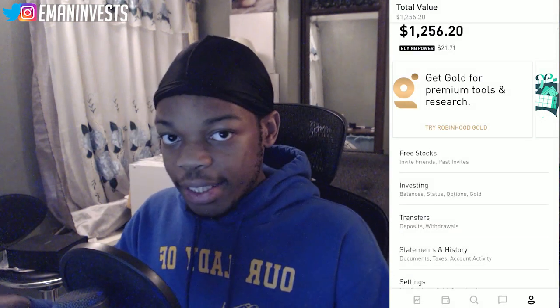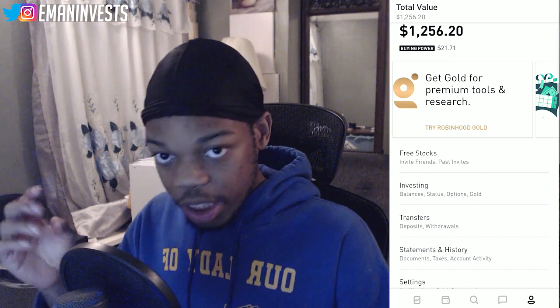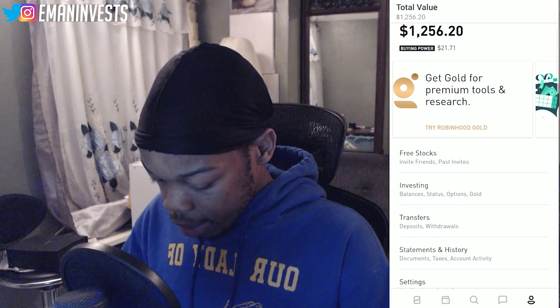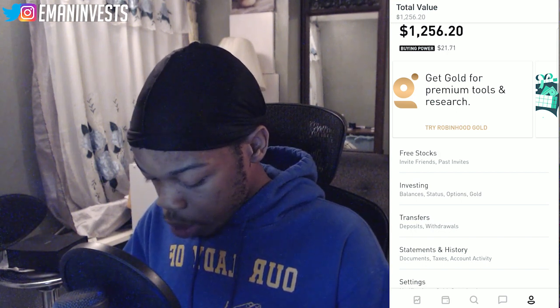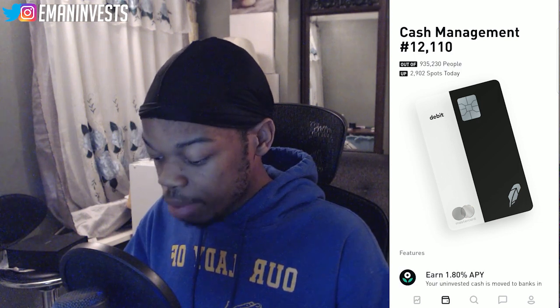Now, ever since 2019, Robinhood has said that they're going to be releasing 2 new features, which is cash management and fractional shares, along with the DRIP. So let's go to this wallet looking icon right between the investing and the browse features. You see the cash management here.